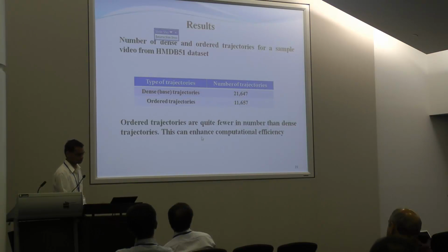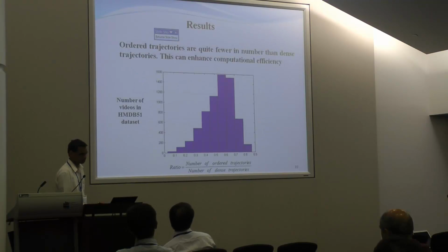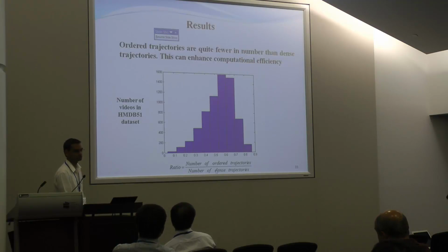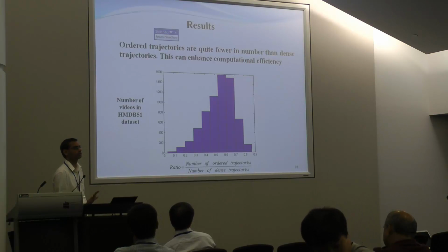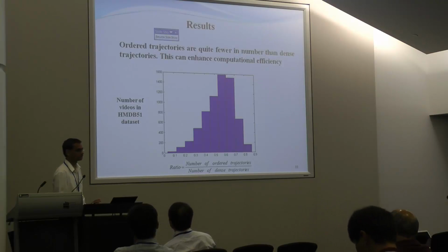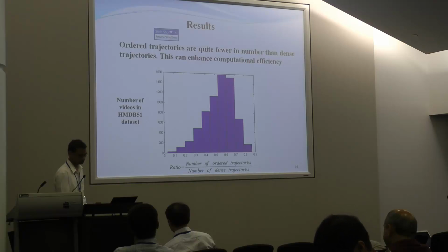So they are quite few in number, and this can enhance computation efficiency, which I am showing in that computation. And this is the distribution of the ratio of the number of audit trajectories to the number of dense trajectories for all the HMDB videos. For most of the videos, say 1600 videos, it is around only 50%. For some videos it is around 90%, and for some it is 0.1%. But seeing the Gaussian distribution with the average around 50%, you can safely assume that nearly 50% of dense trajectories are sufficient for what we are using in our experiments.